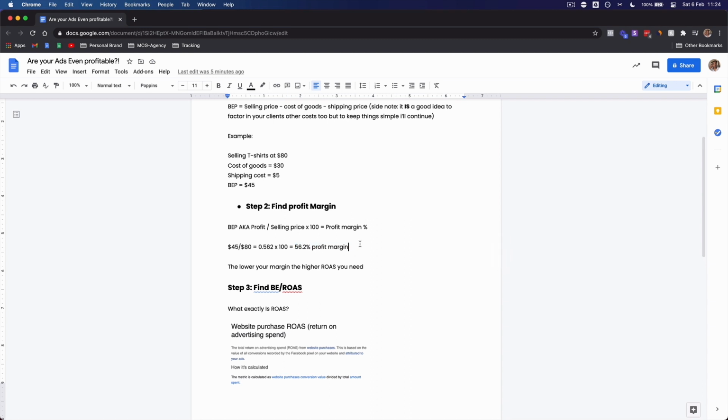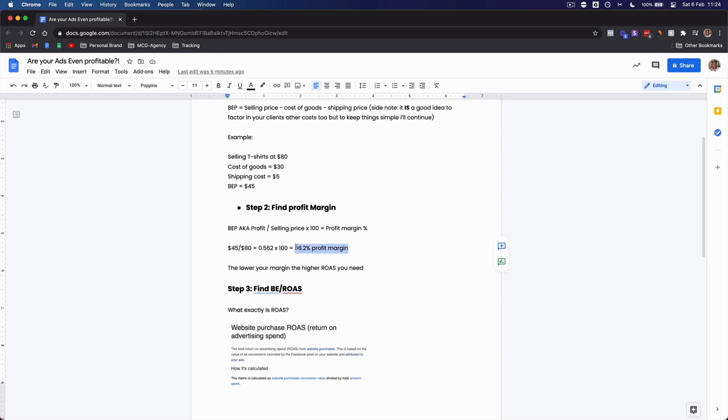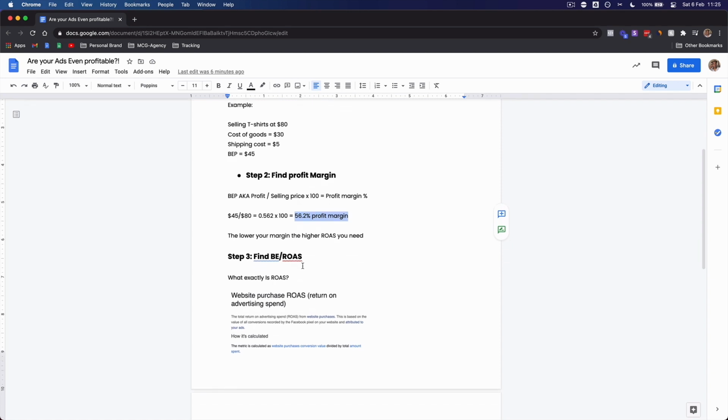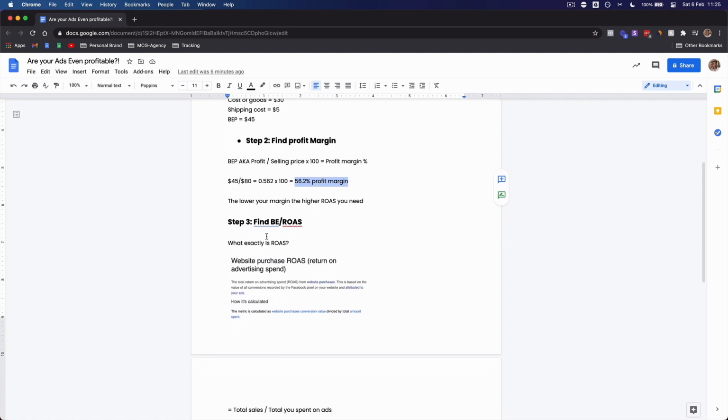Now this is typically kind of low, and actually the lower your margins, the higher ROAS you need to stay profitable. So make sure you factor that in. I've been speaking to e-commerce business owners who have profit margins of like 70% and above. If you've got a profit margin of like 20%, it's going to be extremely hard to get a good ROAS and be profitable with Facebook ads, just because tracking's being taken away with iOS and stuff like that. Advertising is becoming increasingly more expensive.